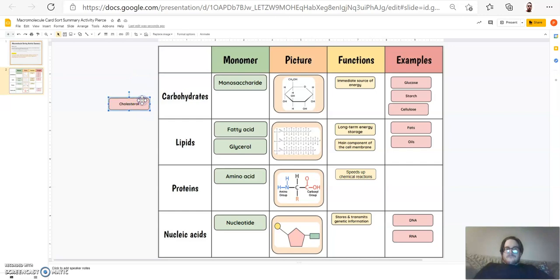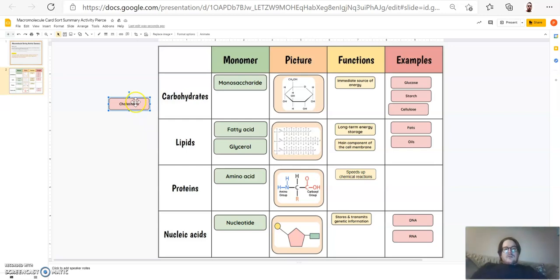I'll call on Bianca. All right, Bianca, do you know where cholesterol goes? You might have seen it. If you remember, we saw a picture of it in the notes. They showed a picture of it, and the video talked about it a little bit that we just watched. Huh. Let me see if I can remember. I think cholesterol was an example of a lipid.